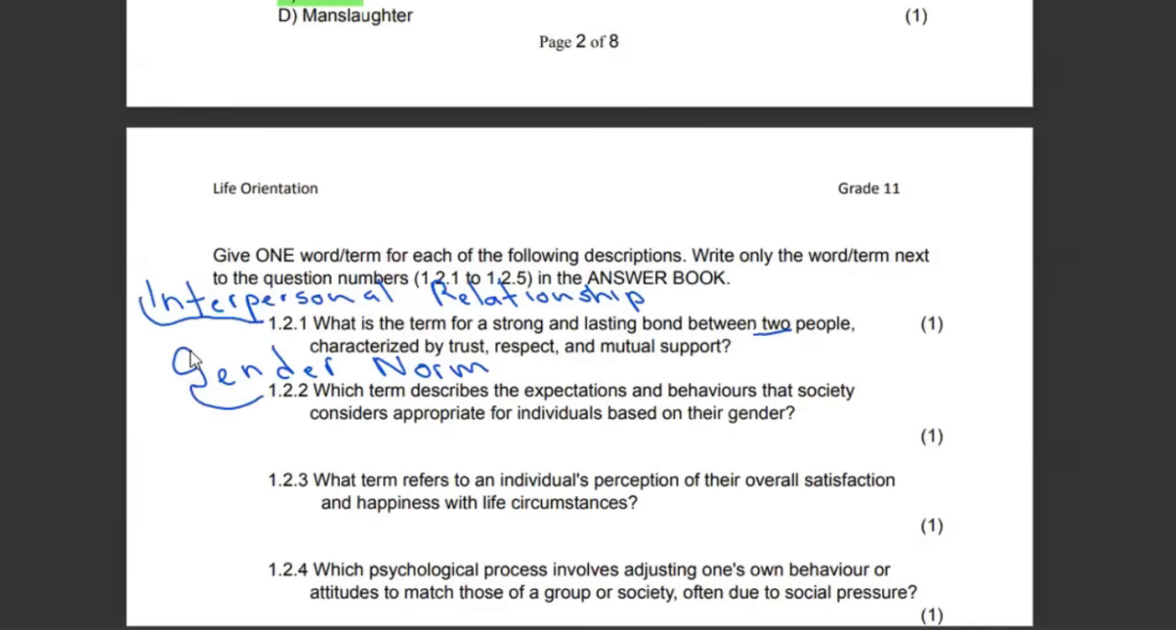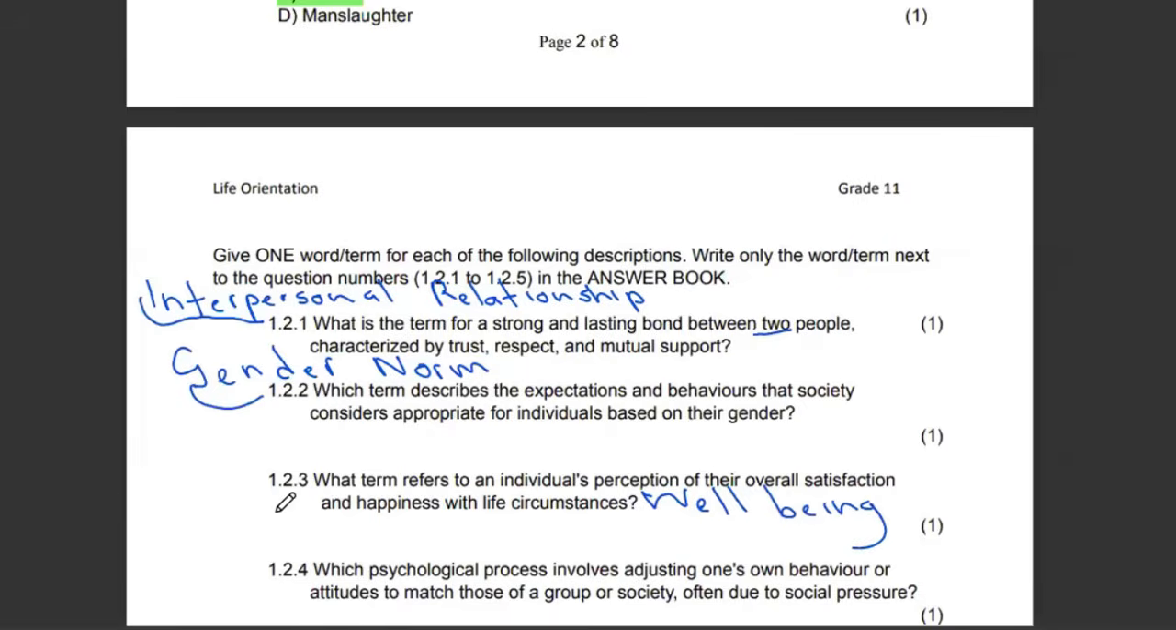Then, what term refers to an individual's perception of their overall satisfaction and happiness with life circumstances? When you have a general overall satisfaction with life circumstances, that is known as well-being.